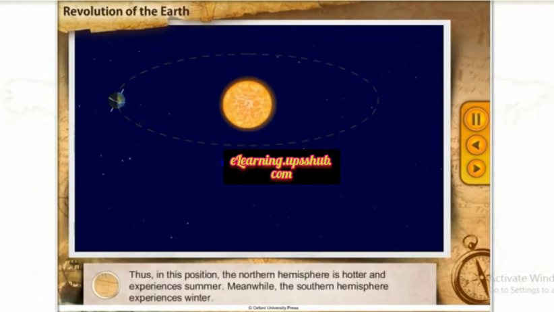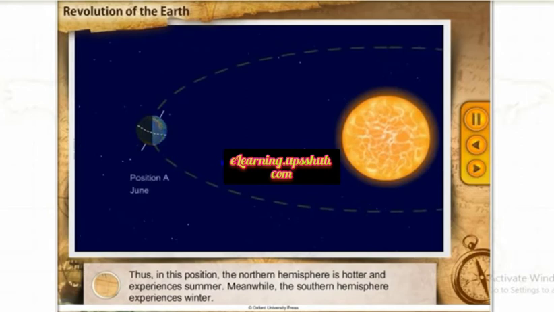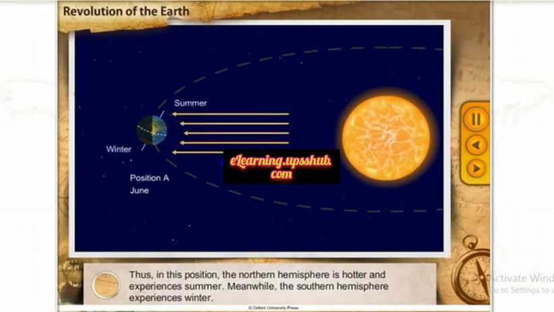So when it's in position, the northern hemisphere is hotter and experiences summer, while the southern hemisphere experiences winter. You can see the effect of the sun rays on the earth right now. You can see that the northern hemisphere is facing the sun, while the southern hemisphere is away from the sun. That part away from the sun experiences winter, while the part facing the sun experiences summer.